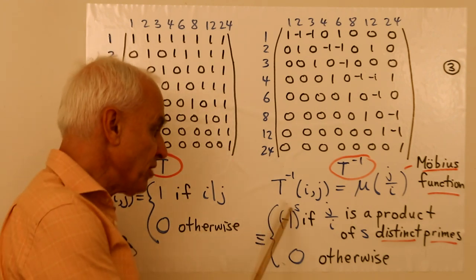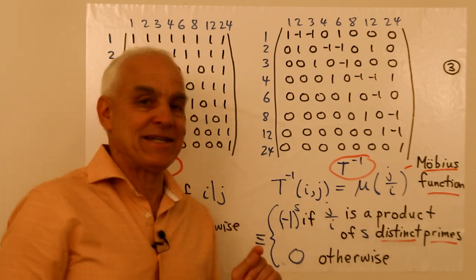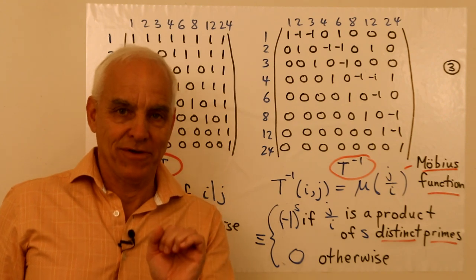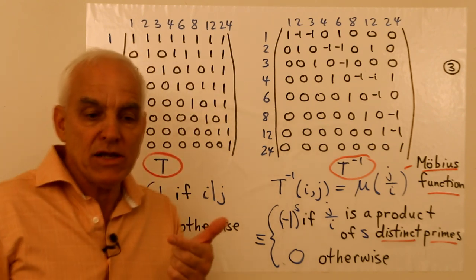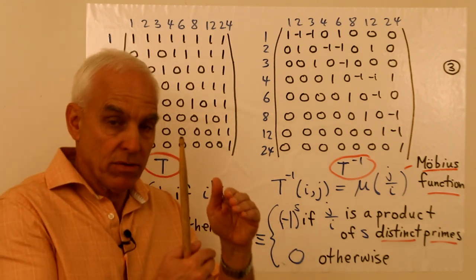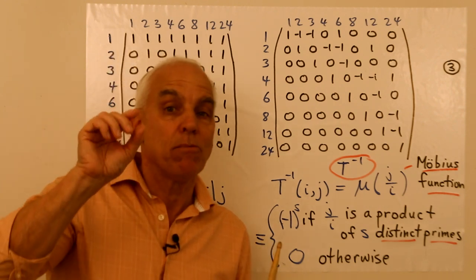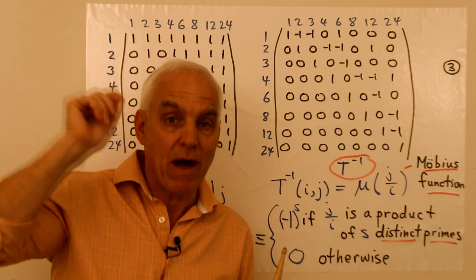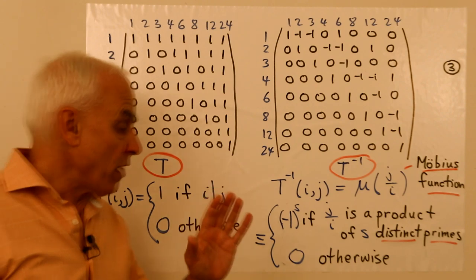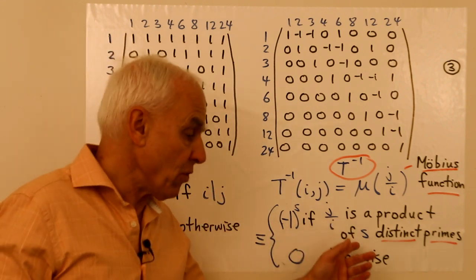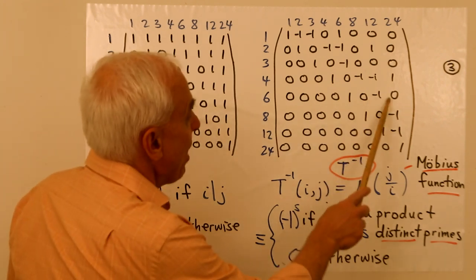In fact, it's minus 1 to the s if j over i is a product of s distinct primes, and 0 otherwise. So we get a 1 or minus 1 if this ratio, j over i, is a product of distinct primes. In other words, has no squared or cubed or higher power prime factors. And in that case, we either get 1 or minus 1 depending on whether there's an even or an odd number of distinct primes.